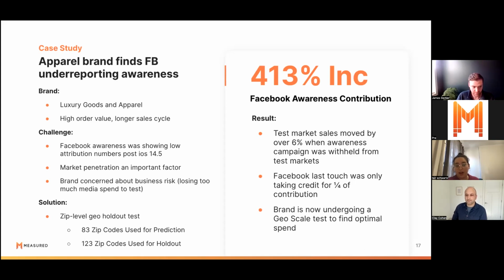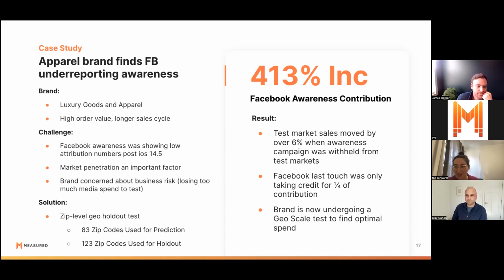The design was 83 zip codes that were used as anchor states. Just to remind everyone, anchor states are going to be the predictors, and 123 zip codes that were a test market, meaning they withheld spend. I'm just going to note that the 83 zip codes are the most revenue generating. So they are bigger and stable, even if they seem smaller in count of zip codes.